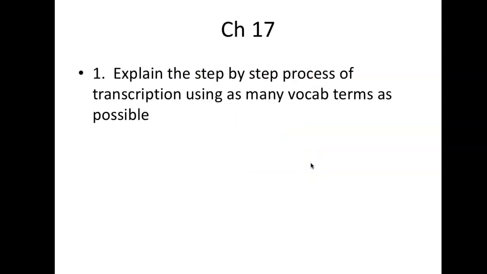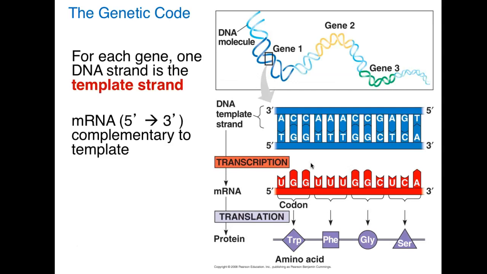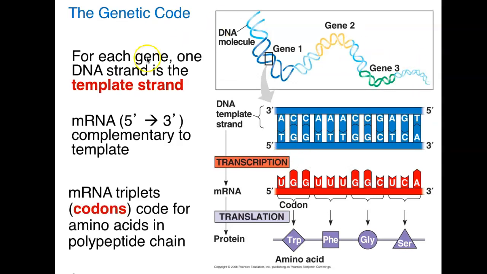And then we move to transcription. So for transcription, explain the step-by-step process. All right, so this is just an overview: DNA gets replicated before a cell divides. Then DNA gets transcribed into RNA, RNA gets translated into amino acids, and then they fold to make a protein.